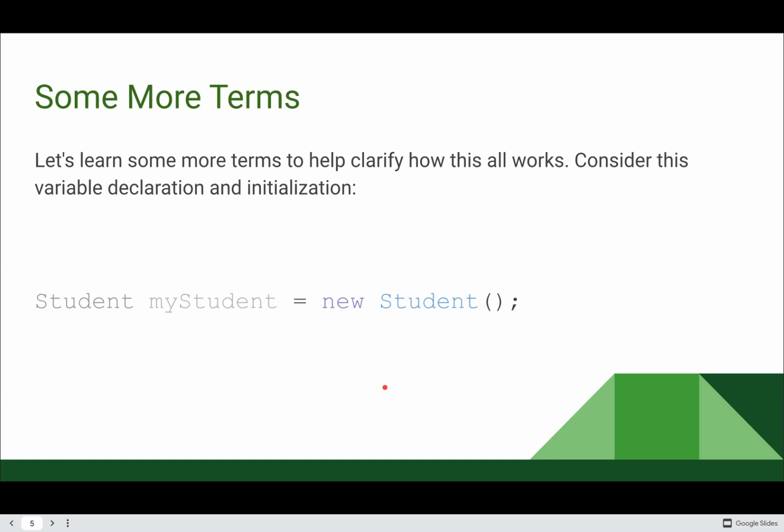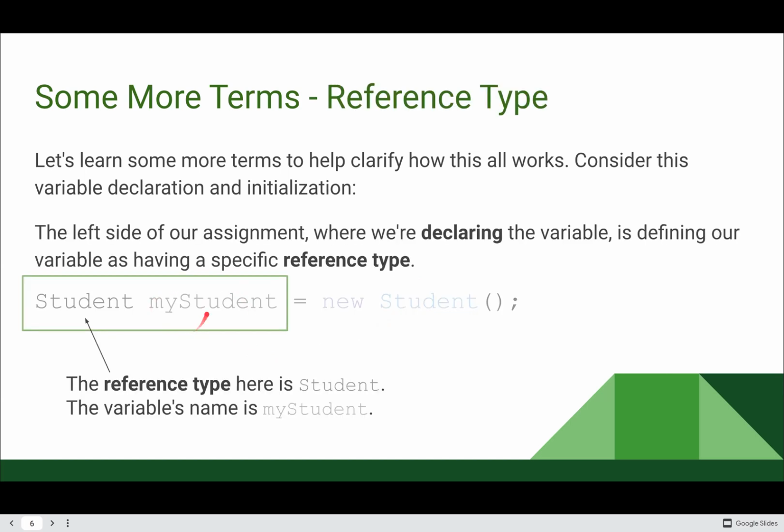Look at this variable declaration and initialization. We have done this kind of thing before. Student myStudent equals new Student. This isn't a new topic. We know how to create and instantiate an object. So on the left side of our assignment here, where we are declaring the variable, this is defining our variable as having a specific reference type. So that reference type is the type that we're putting as the type for our variable. So our reference type here is Student, and our variable's name is myStudent.